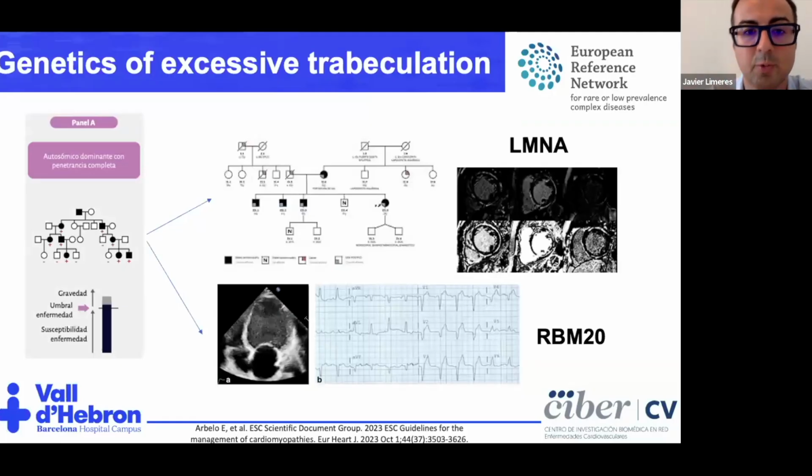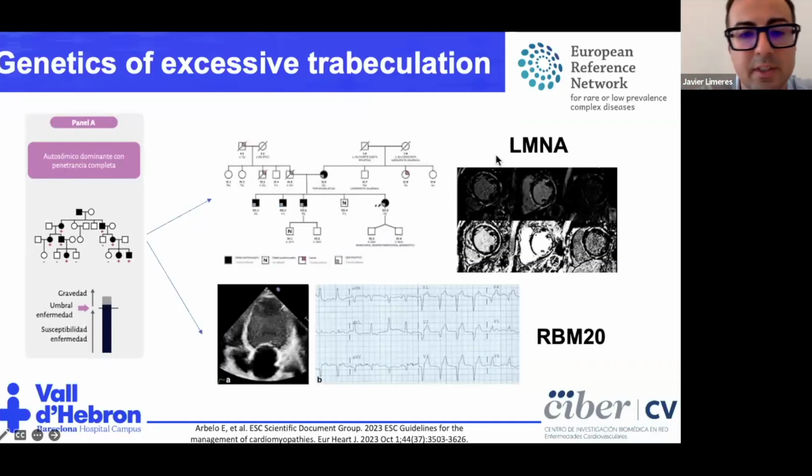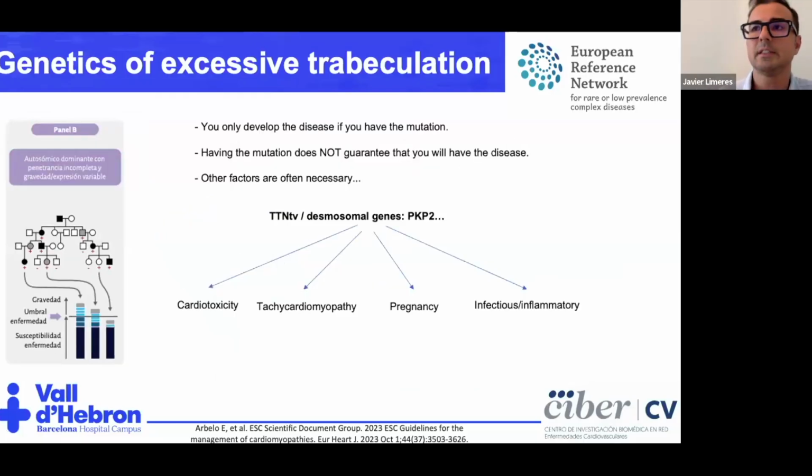You can find patients with mutations in genes very important for the function of a normal cell. You can see lamin, you can see RBM20, you can see different mutations with high penetrance. And if you have these mutations, it's very close that you have a disease. But you can find other variants in other genes where the penetrance is not as high. You can find the mutation and you need other things to develop the disease.